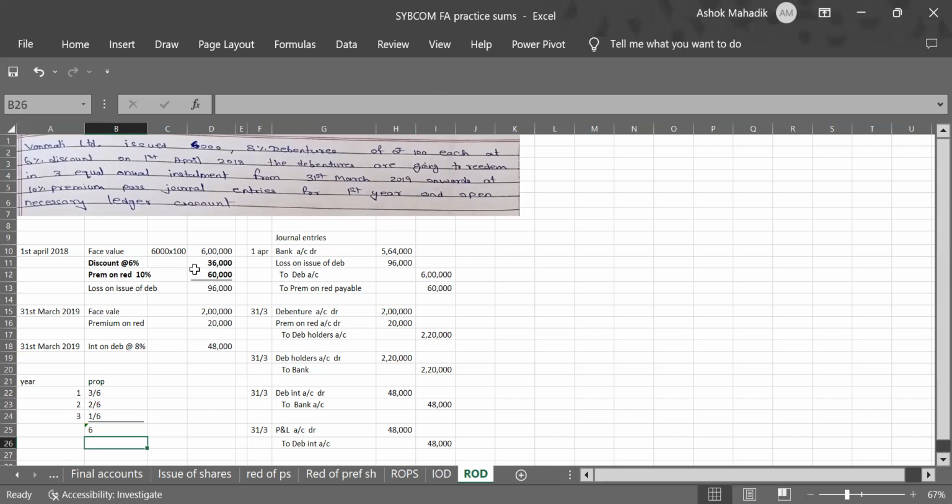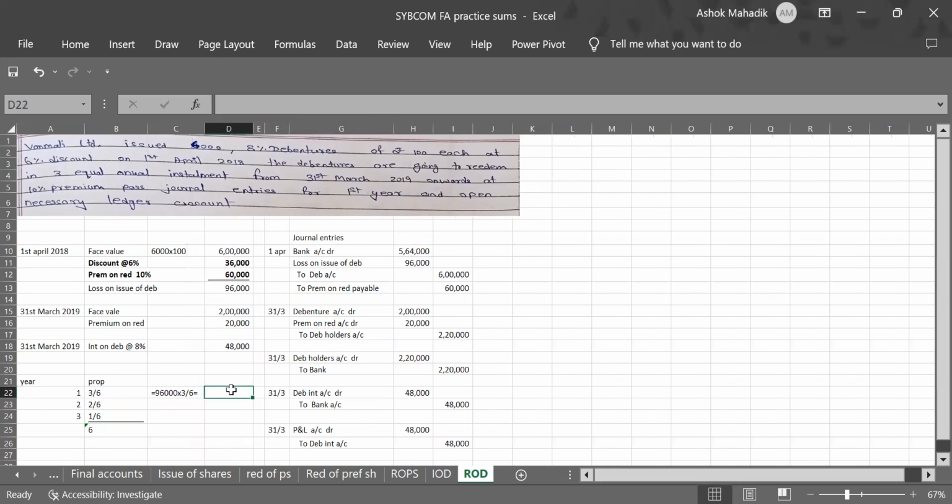So let us write off this 96,000 in this proportion. I'll do the calculation. It will be 96,000 into 3/6, right? So we get the answer as, I'll calculate, just give me a minute. So 96,000 into 3/6, 48,000. Same way, I'll do it for the remaining 2 years.